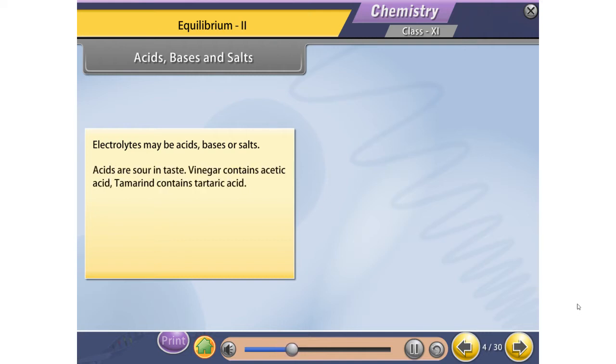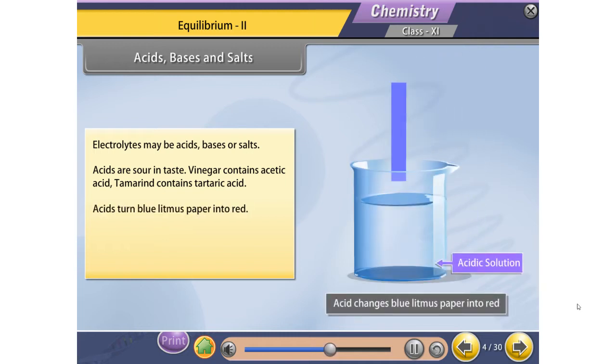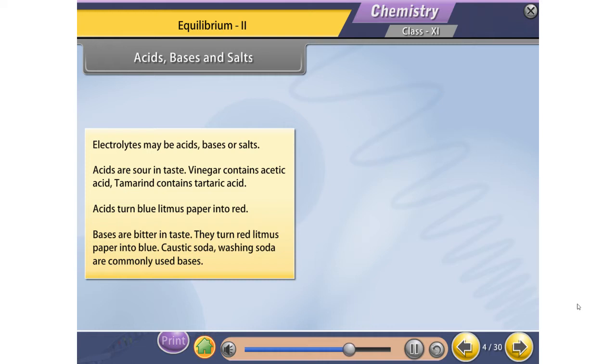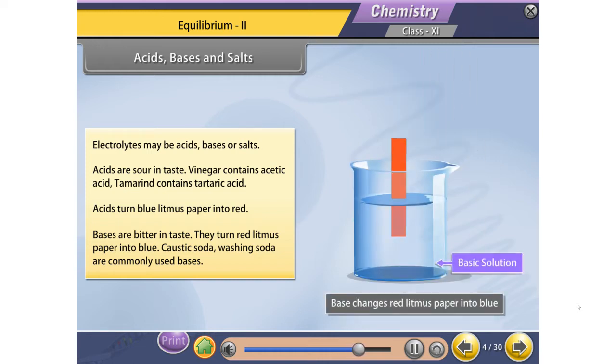Acids are sour in taste. Vinegar contains acetic acid. Tamarind contains tartaric acid. Acids turn blue litmus paper into red. Bases are bitter in taste. They turn red litmus paper into blue. Caustic soda and washing soda are commonly used bases.